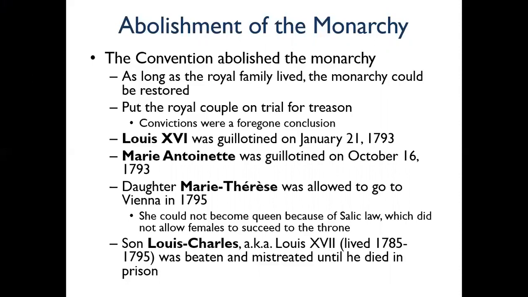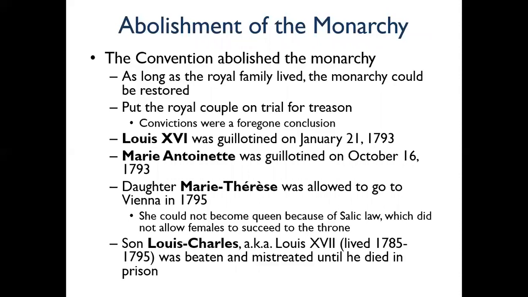Louis XVI was guillotined on January 21st, 1793. Marie Antoinette was guillotined on October 16, 1793. Daughter Marie Therese was allowed to go to Vienna in 1795. She could not become queen because of Salic law, which did not allow females to succeed to the throne. Son Louis Charles, that is Louis XVII, lived from 1785 to 1795, and was beaten and mistreated until he died in prison. Okay, that means all the royal family came to an end there.